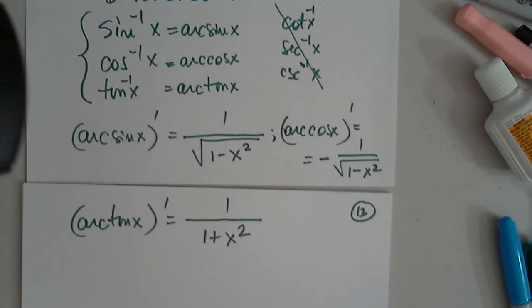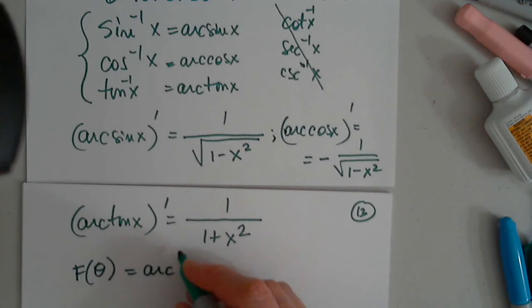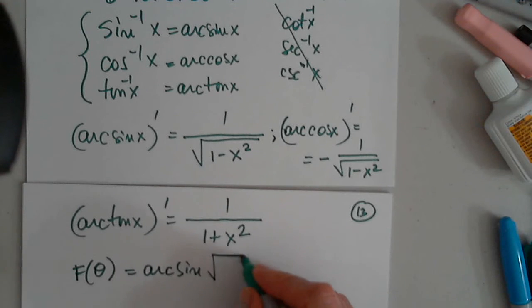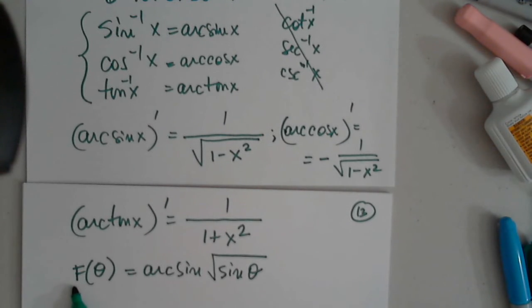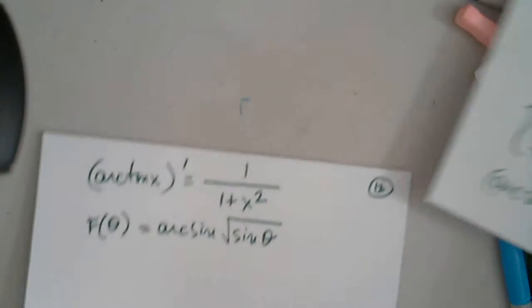Okay, so here's an example. Let's say f of theta equals arc sine of the square root of sine theta. So this time, this is a function uppercase F, and the independent variable is theta. So let's differentiate.